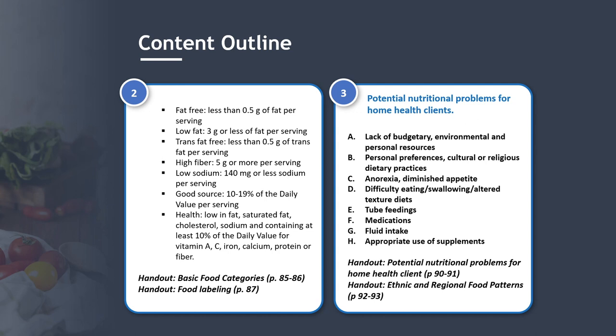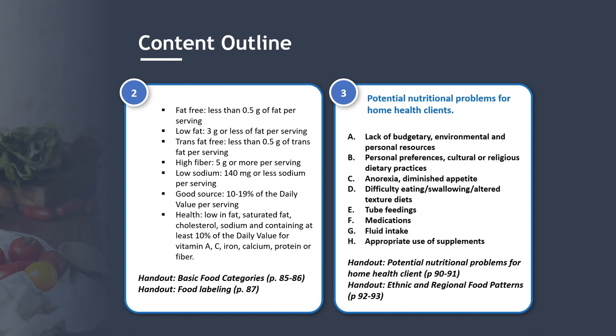High fiber, 5 grams or more per serving. Low sodium, 140 milligrams or less sodium per serving. A good source, 10 to 19% of the daily value per serving. Healthy, low in fat, saturated fat, cholesterol, sodium, and containing at least 10% of the daily value for vitamin A, C, iron, calcium, protein, or fiber. Check the handouts for basic food categories and food labeling.